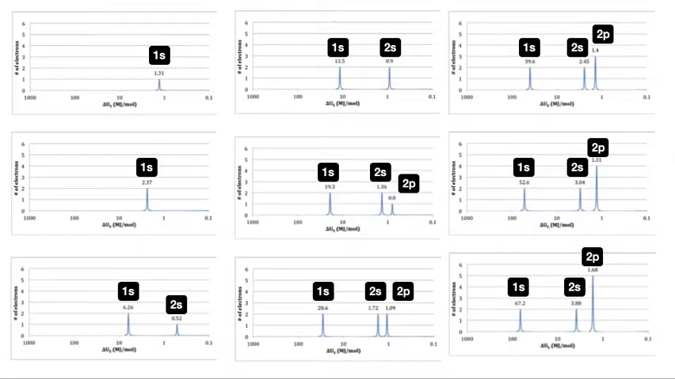So if we return to here, now notice this is actually a little bit easier if you're just given the number of electrons. It's right there. Must be 1s because it's the first peak, and 1s1. So of course that's hydrogen. Here we have 1s, and 2 electrons. So 1s2, helium. 1s2, 2s1, lithium. 1s2, 2s2, beryllium.